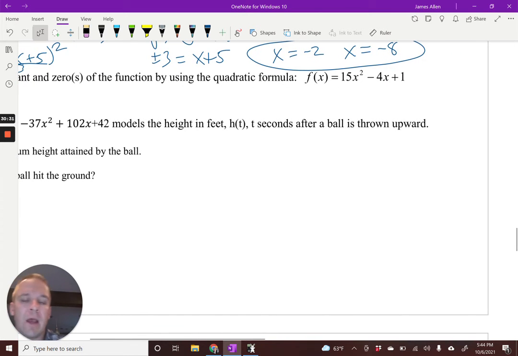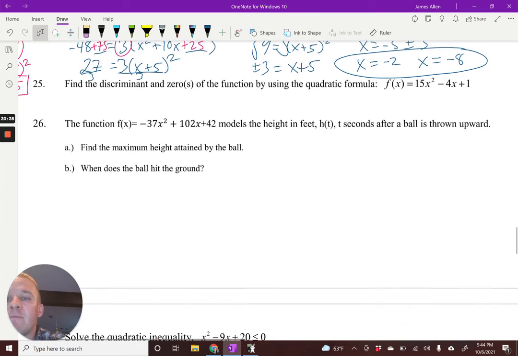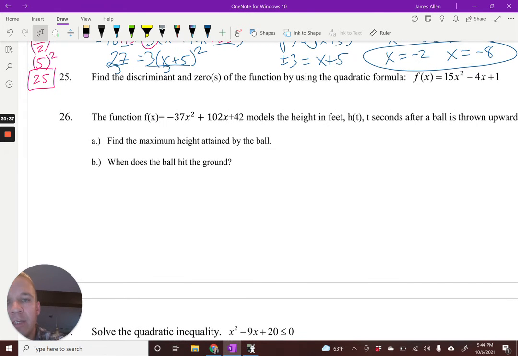Find the discriminant and zeros of the function by using the quadratic formula. Oh, perfect. All right, quadratic formula. I love this formula. It's really great. There's a lot of great memes with it, too. Feel free to send them my way. I do enjoy them. So let's see here. We've got the opposite of b, or wait, find the discriminant first. So the b squared minus 4ac.